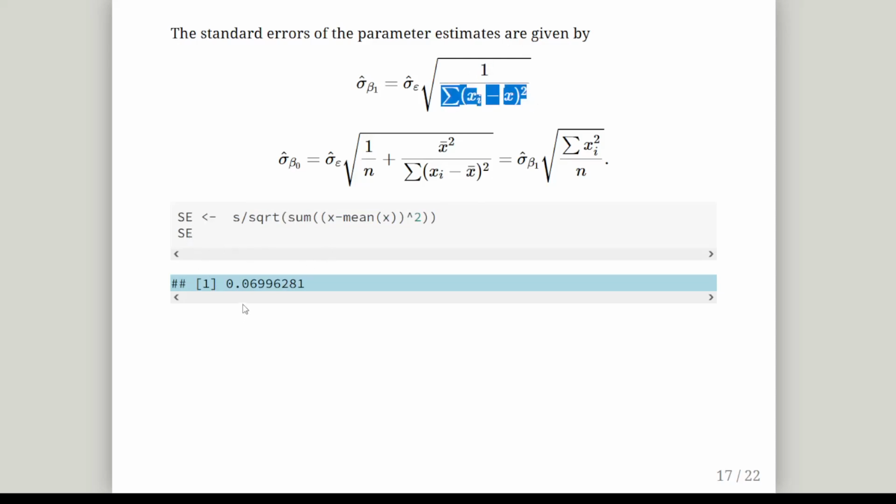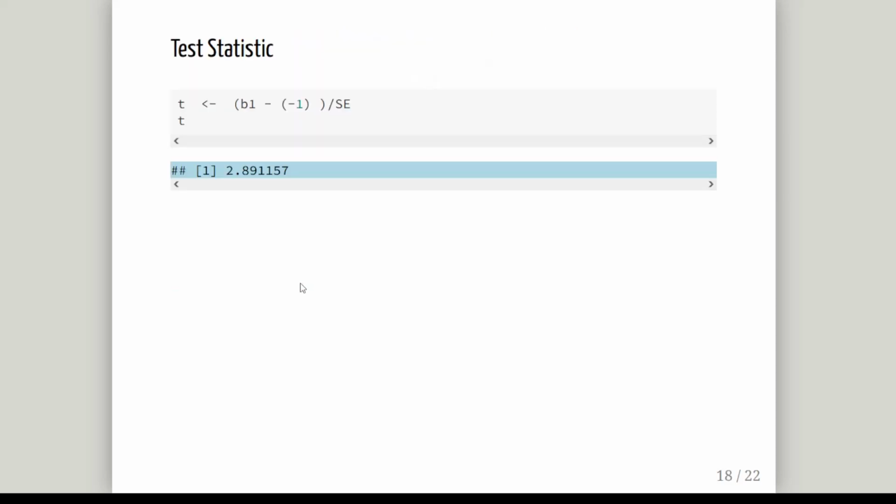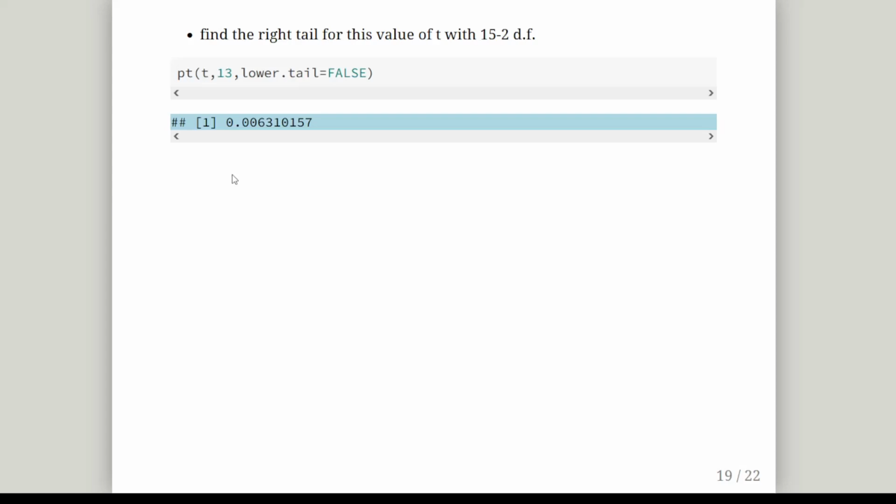And this gives our standard error, and that is 0.06999. So the test statistic is simply the observed value minus the hypothetical value under the null hypothesis, divided by the standard error. And this is a t random variable. So our test statistic is essentially 2.8911, and we find the right tail from this value of t, with 15 minus 2 degrees of freedom.